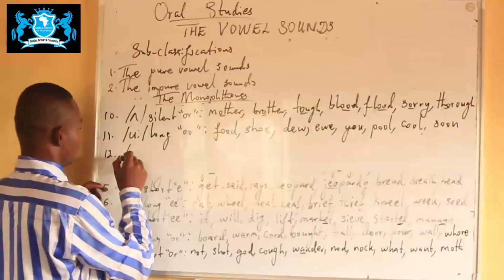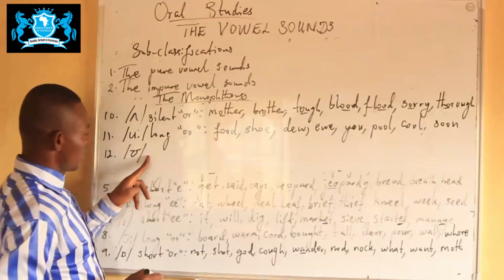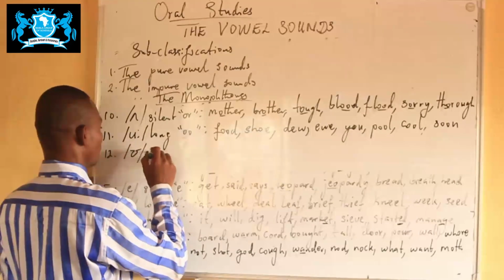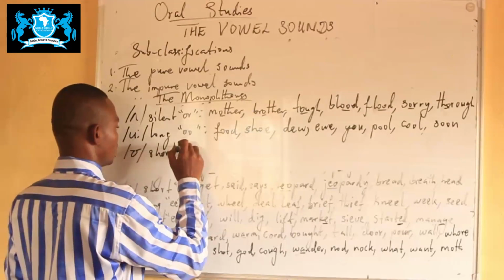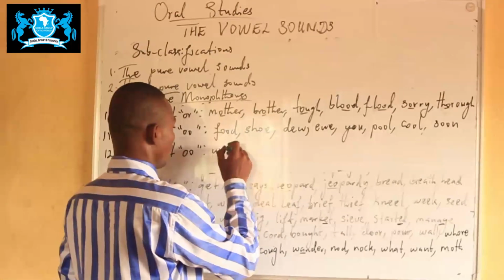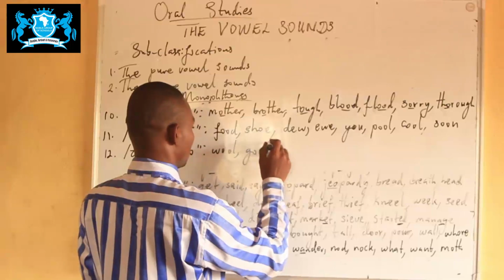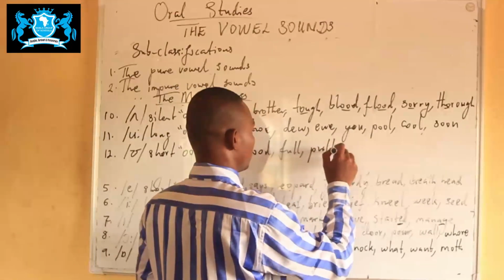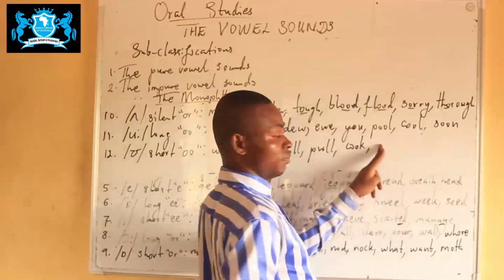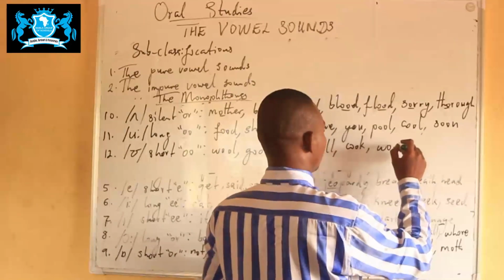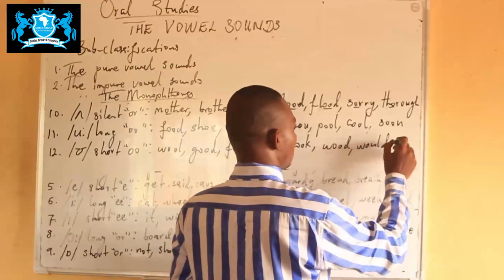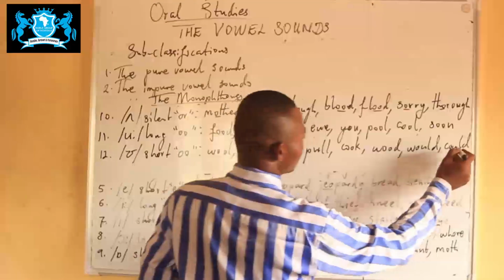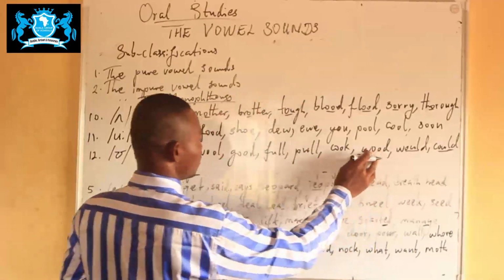Number 12, we have the short U sound. We're going to see the word examples. We have examples as word, God, Paul, God, word, God, etc. So we have others we can get. This is what you see here. No need of underlining these ones.